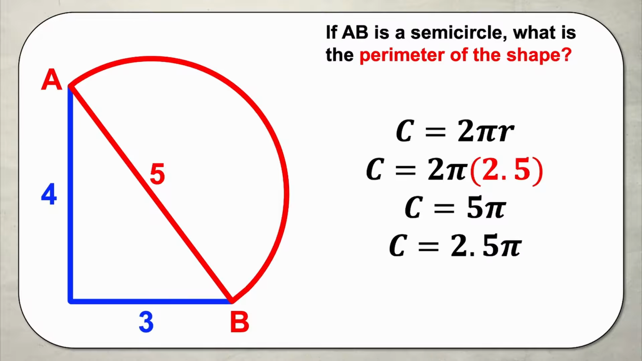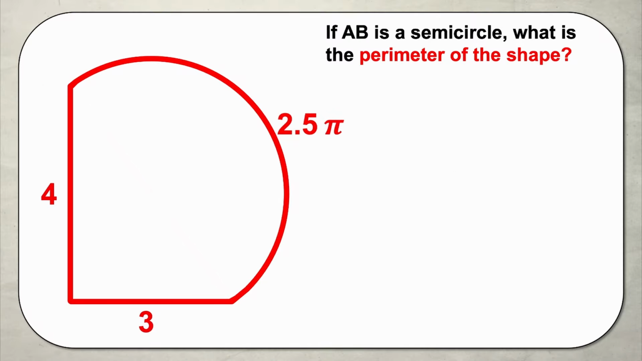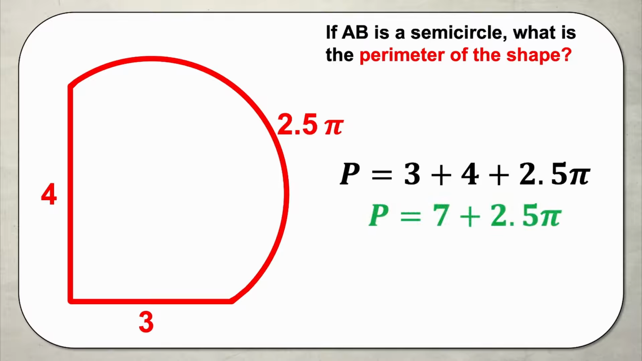Now let me collect all the information I know so that I can add it all up to get the perimeter. Remember, the perimeter is just equal to the sum of all of the sides. So in this case, perimeter is equal to 3 plus 4 plus 2.5 pi. As an exact value, this means the perimeter is 7 plus 2.5 pi, but if I want to round it to get a decimal, it's going to be approximately 14.854.